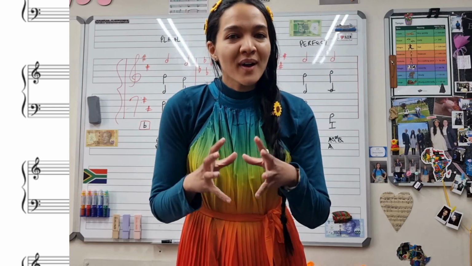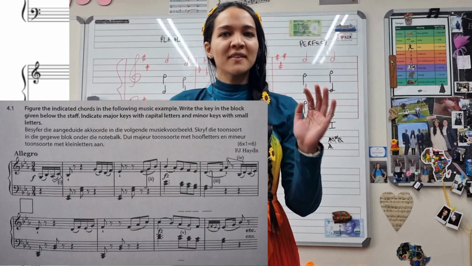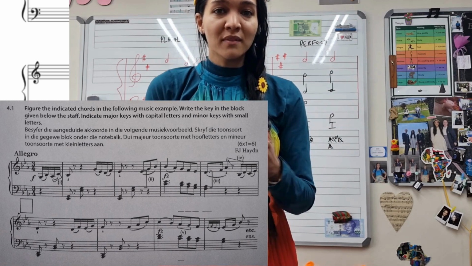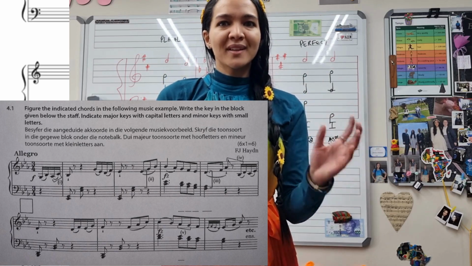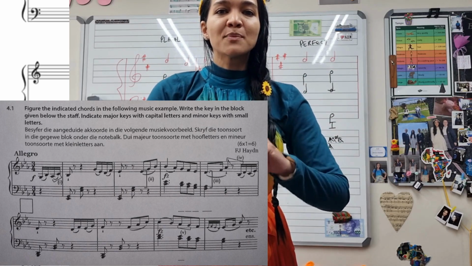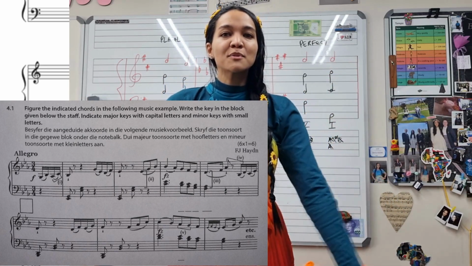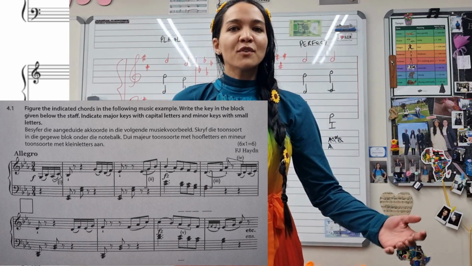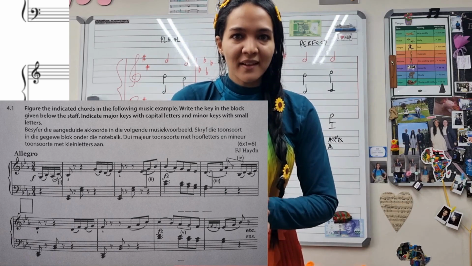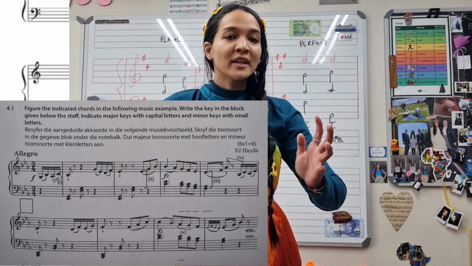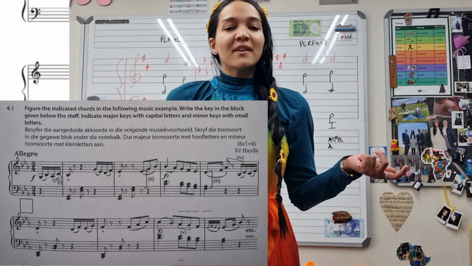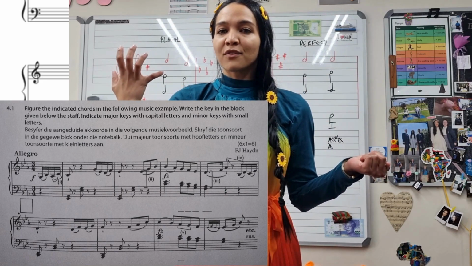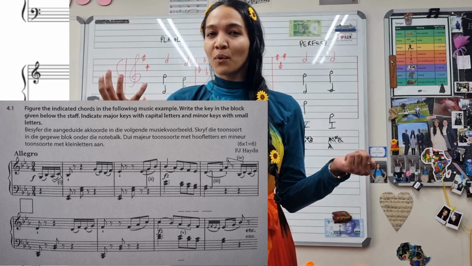Okay, so in question 4.1 they say figure the indicated chords in the music example that they give you, write the key in the block given below the staff as always, and then we need to indicate major keys with big capital letters and minor keys with small letters. So of course we need to get our key right here, and we can either be in E flat major or C minor. Now, if I'm in E flat major, I do expect to see a lot of things revolving around E flat and the chords within E flat.